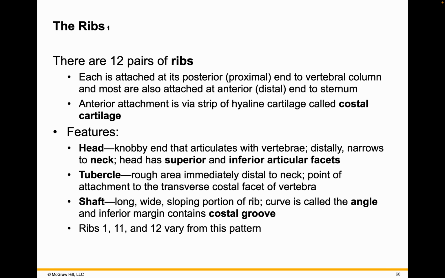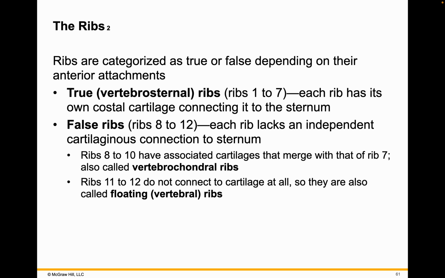There are 12 pairs of ribs. Each is attached at the proximal end to the vertebral column, and most are attached at the anterior end to the sternum. If the anterior attachment is through a strip of cartilage, that cartilage is called costal cartilage. Each rib features a head, a tubercle, and a shaft. They're categorized as either true or false ribs depending on how they are attached to the sternum. The true ribs, the vertebrosternal ribs, 1 through 7, each have their own costal cartilage connecting them to the sternum. The false ribs, 8 through 12, each lack an independent cartilaginous connection to the sternum.